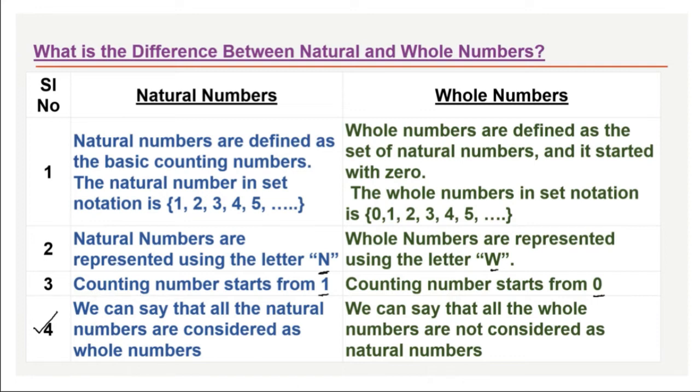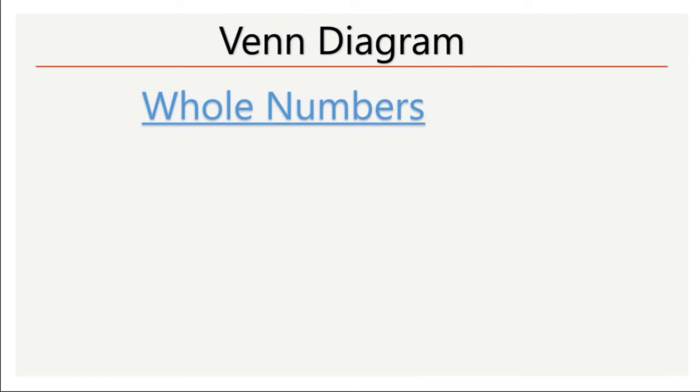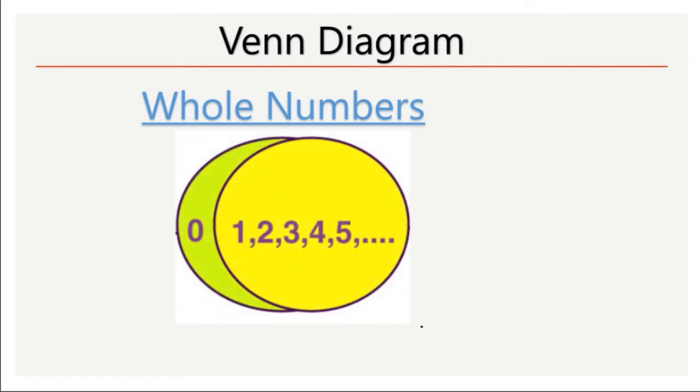Let's try and understand the Venn diagram to represent the set of whole numbers and the natural numbers. Look at this Venn diagram. Here there are two circular regions. In yellow colored circular region, I have mentioned all the numbers starting from 1. They are the set of natural numbers. The set of natural numbers along with a 0 forms the whole number. So we can write it like this. The set of whole numbers is nothing but the number 0 along with all the natural numbers.